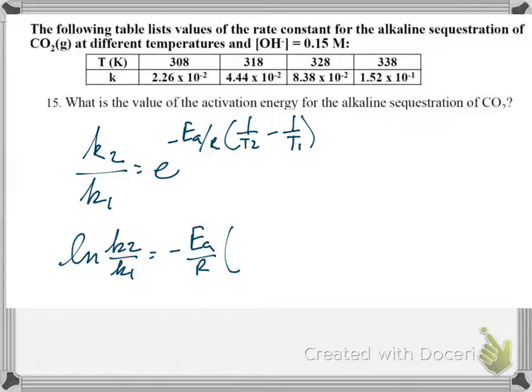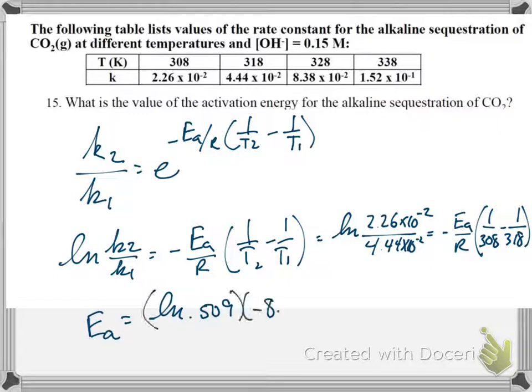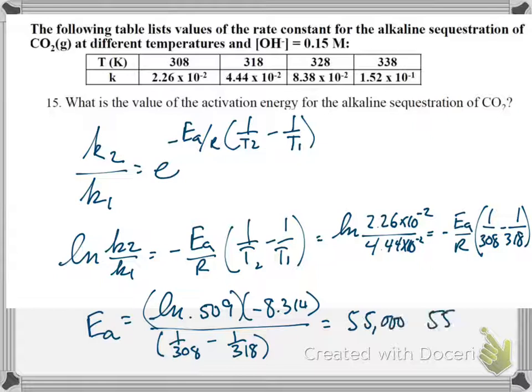We can take the ln of both sides to make it easier for us to calculate. And we get the ln of 2.26 times 10 to the minus 2 divided by 4.44 times 10 to the minus 2 is Ea times the first temperature corresponding to 2.26 and the temperature corresponding to 4.44. Solving for Ea, we get the ln of 0.509 times minus R divided by the difference of the reciprocal temperatures. Plug this in and we get 55 kilojoules per mole. So the activation energy for this reaction is 55 kilojoules per mole.